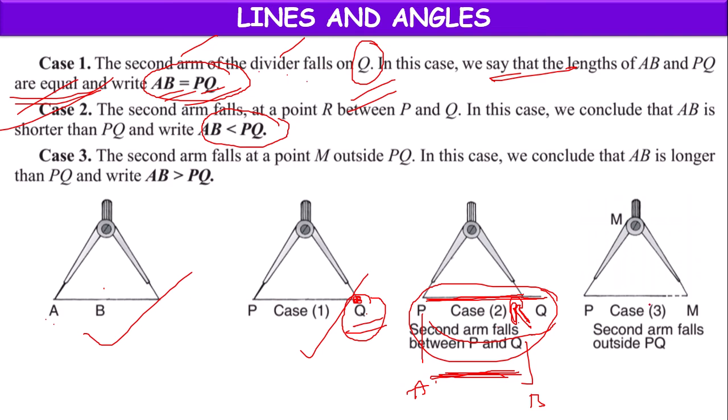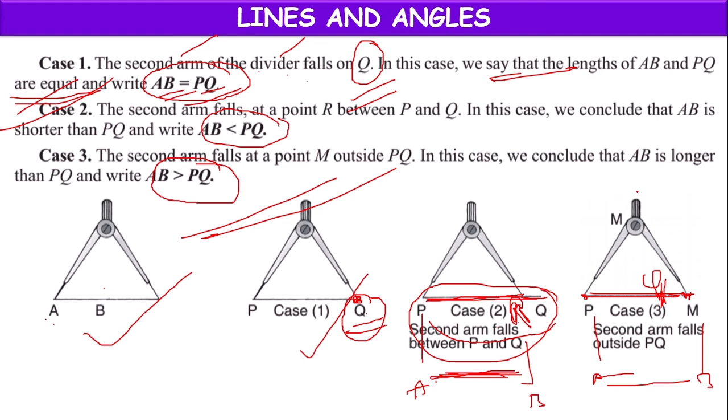Suppose we keep the first point on P without disturbing it, and the second point lands at a point outside PQ, suppose M. Then P stands for A and M stands for B. This AB length is equal to PM length, which is more than PQ length. So we can conclude that the length of AB is greater than PQ, longer than PQ. In some cases, just by observation we can tell, but as a mathematics student, we have to tell the answer accurately, not by observation.